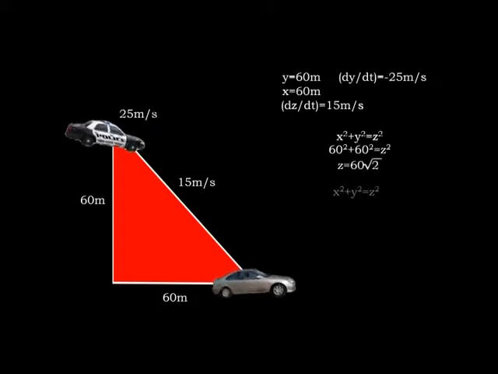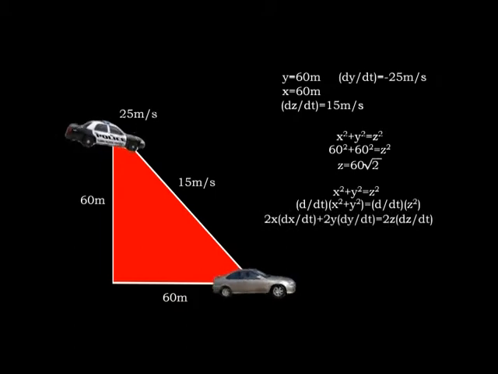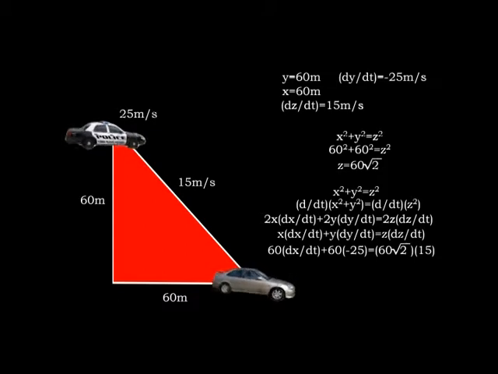Then we need to use the Pythagorean theorem again, but we need to derive it this time. The derivative of x squared plus y squared equals z squared is 2x times dx/dt plus 2y times dy/dt equals 2z times dz/dt. So if I simplify and plug in what I have, I can solve for dx/dt, which is 46.213 meters per second. Is that right?